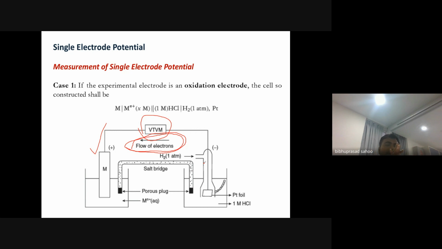Now I have seen that current is flowing from SHE to my unknown metal electrode. My metal electrode is acting as cathode and my SHE is acting as anode. Then find out the E cell by the VTVM. VTVM will give you the E cell value. What is the output of the cell? E cell is equal to E cathode minus E anode. Then only you will get the oxidation potential or reduction potential of the metal or non-metal.